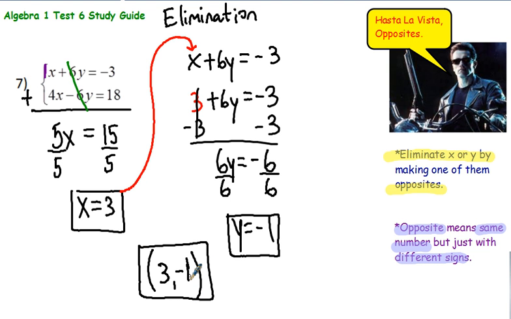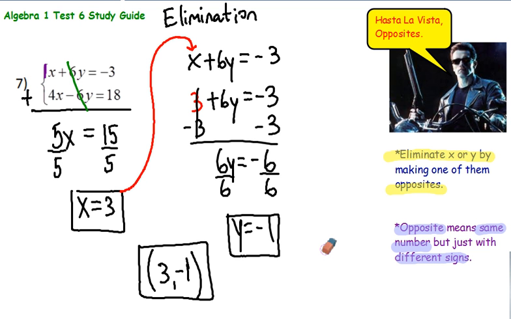Be careful too on the test. These people are evil. They'll try to trick you. So they'll do something like this. Like they'll write negative 1 comma 3 as one of the choices. Don't fall for that. You know that x comes first and then y. So yeah, don't let them trick you on that one.